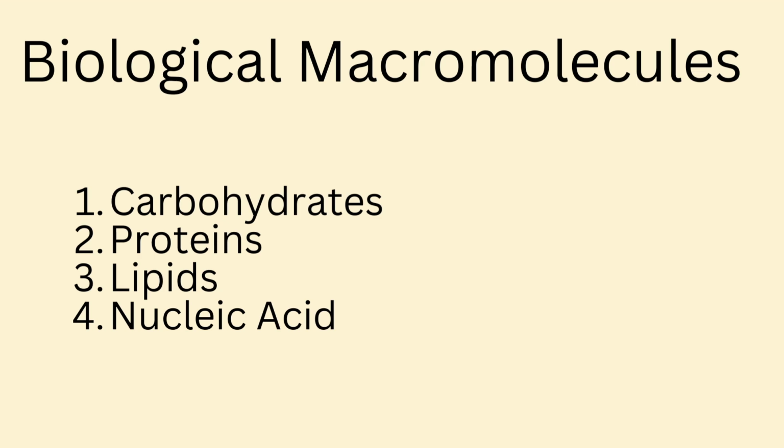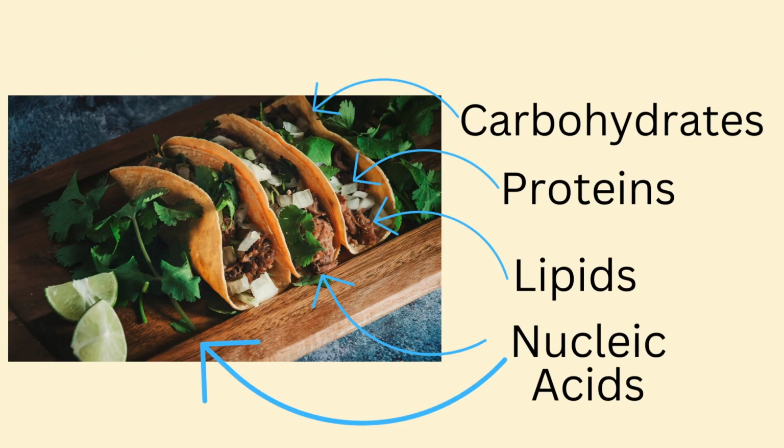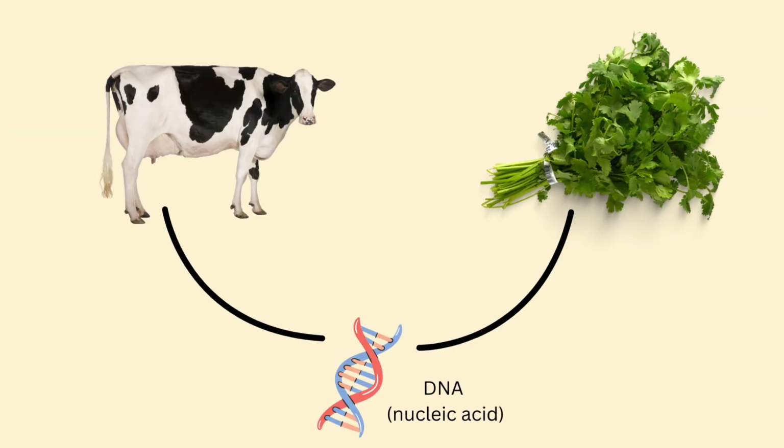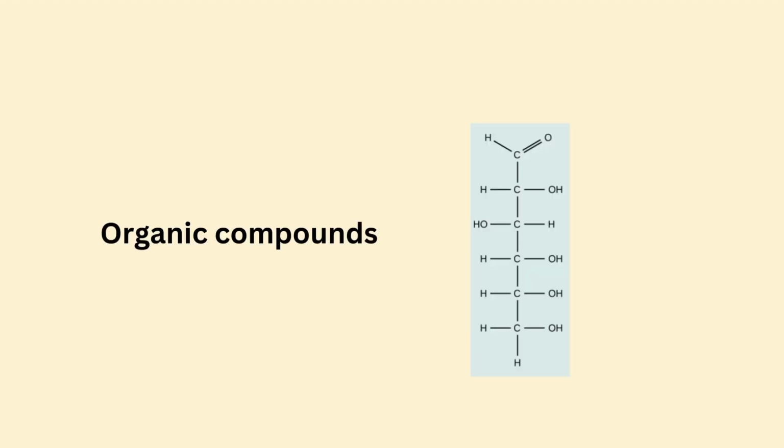Most of our meals will contain all four of these macromolecules. Tacos, for example, will have carbohydrates in the tortilla, protein and lipids in the meat, and all the greens and meat will have nucleic acids as well. DNA is an example of a nucleic acid, so any living thing we eat, whether plant or animal, will have nucleic acids. All biological macromolecules are organic, which means they are made up of carbon-hydrogen bonds.